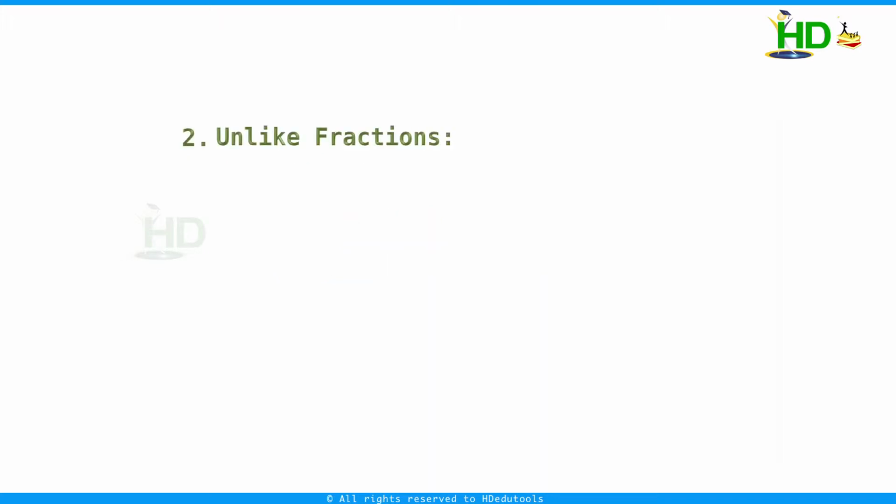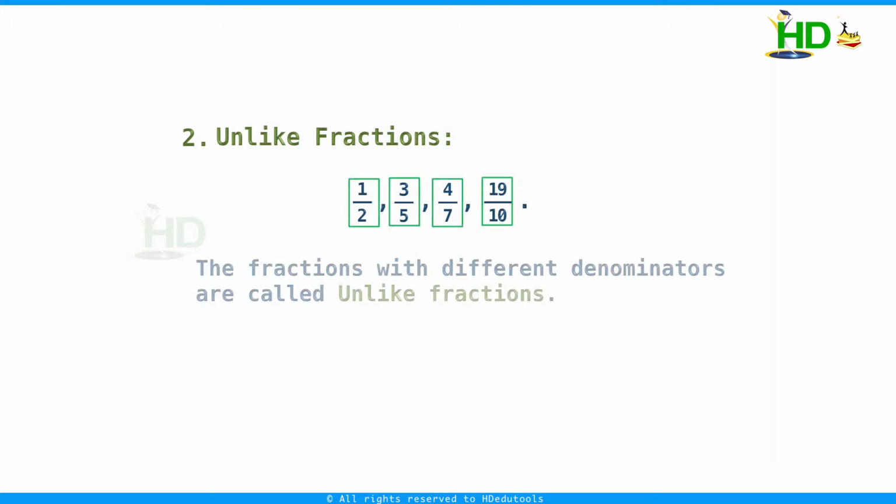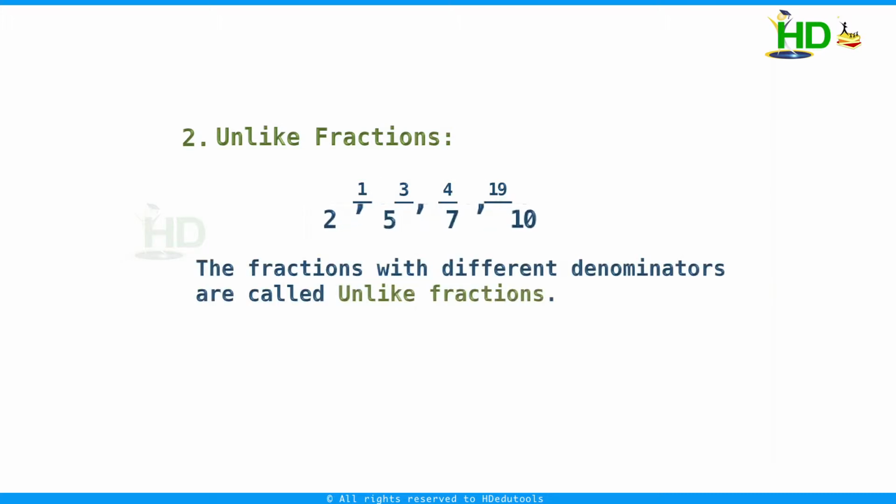Unlike fractions. Look at these fractions. What do we notice here? Yes, all these fractions have different denominators. That is, this fraction has 2, this has 5, this has 7, and this has 10 as a denominator. Now these kinds of fractions are called unlike fractions. That is, the fractions with different denominators are called unlike fractions.